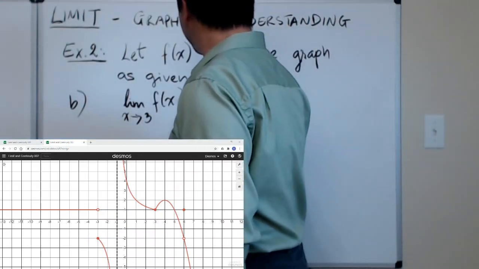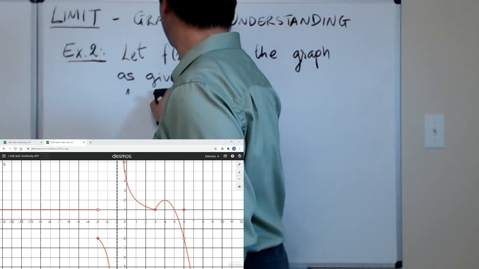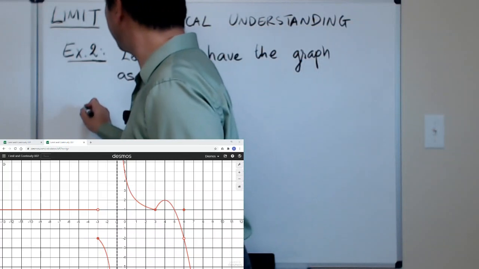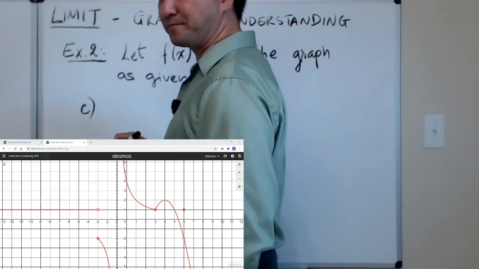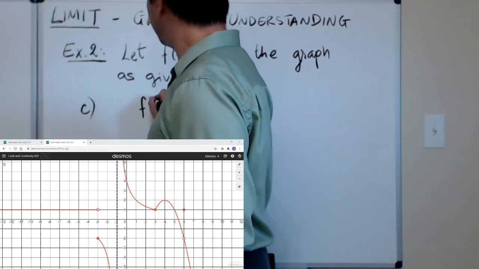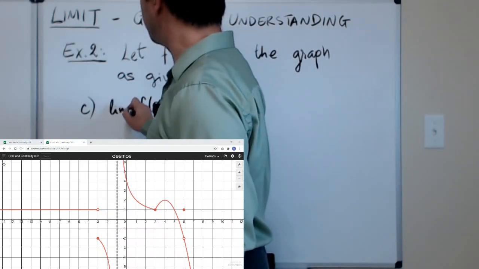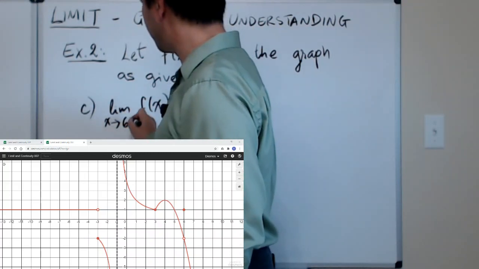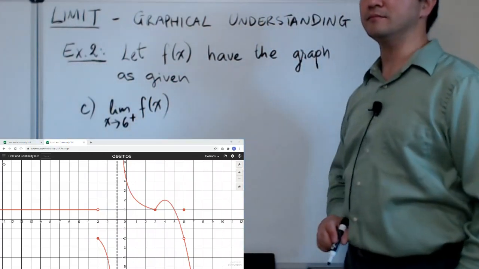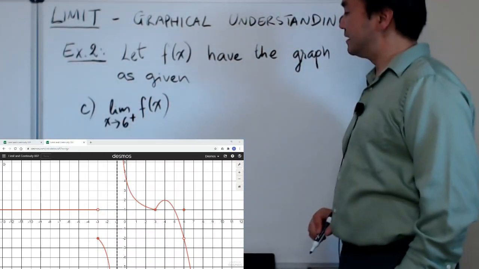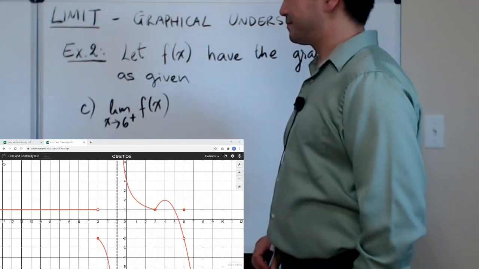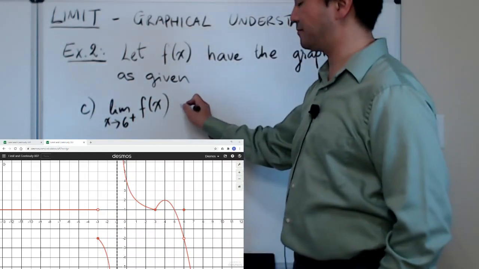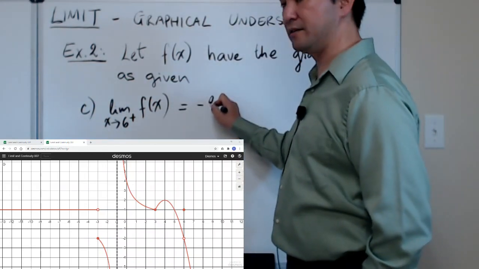And here we are at the next question. On this function f of x, find the limit of f of x when x gets close to 6 from the right hand side. Hopefully you had your own answer. My answer is -2.